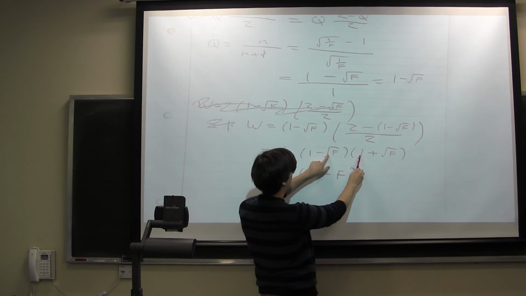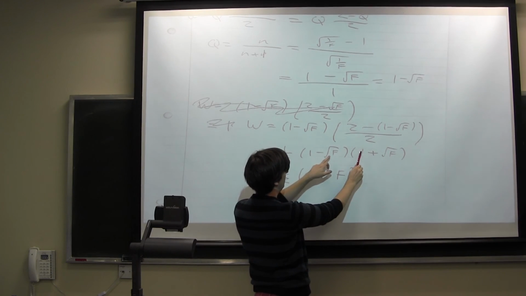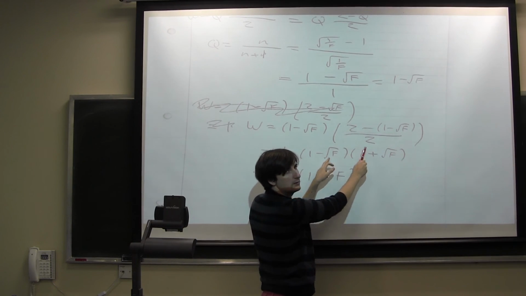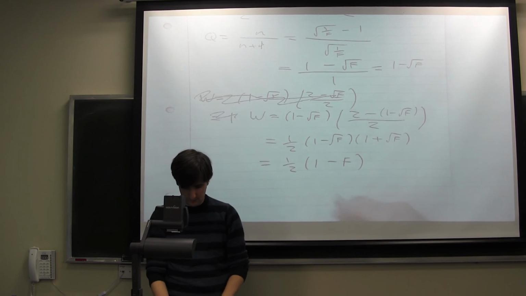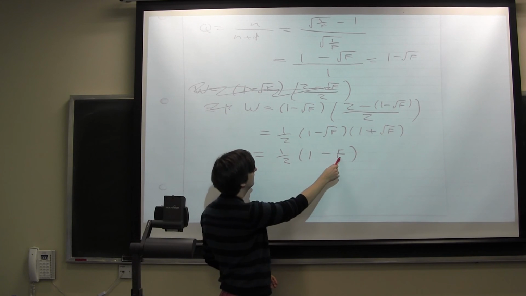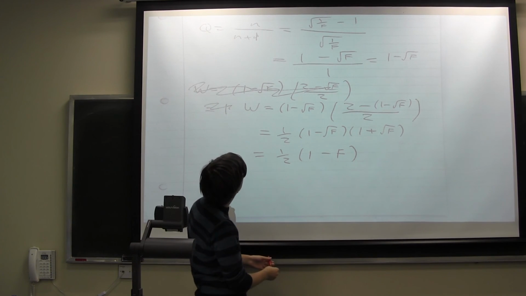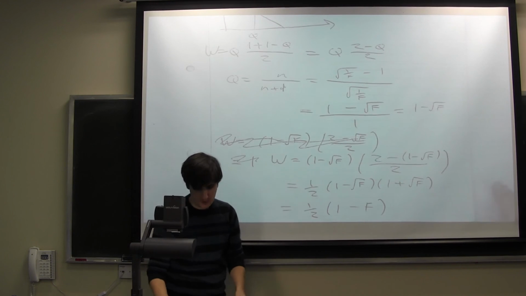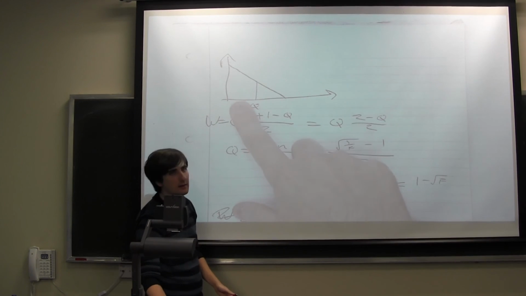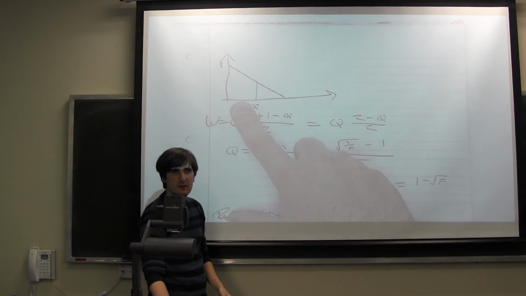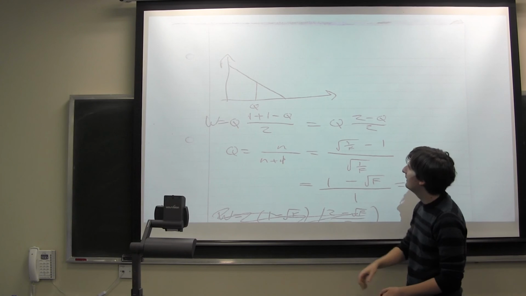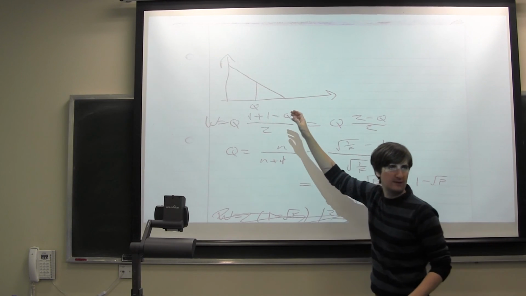Because when you multiply out these brackets, you get a 1, you get a minus root f, you get a plus root f, and then you get a minus f. So it's a very nice expression for welfare. Welfare is half times 1 minus f, so the higher the fixed cost, the lower welfare. Oh no, there's one other thing we've forgotten. This is for welfare ignoring the fixed cost. So this is welfare from the production stage, just as before we were looking at profits from the production stage.